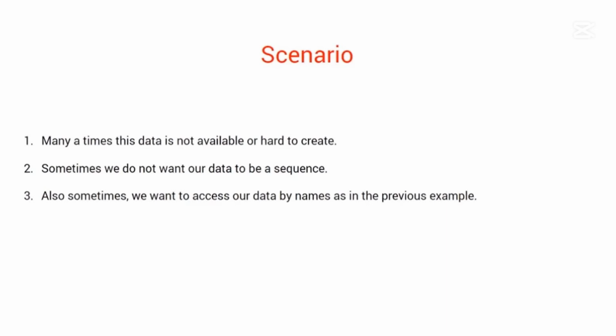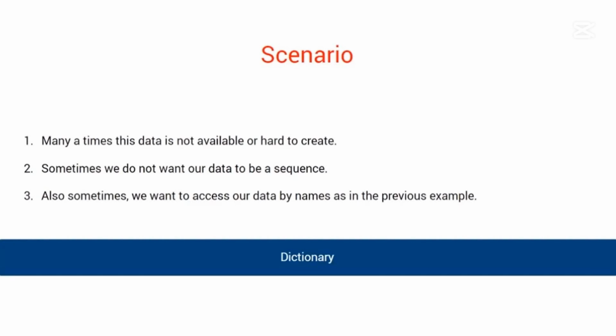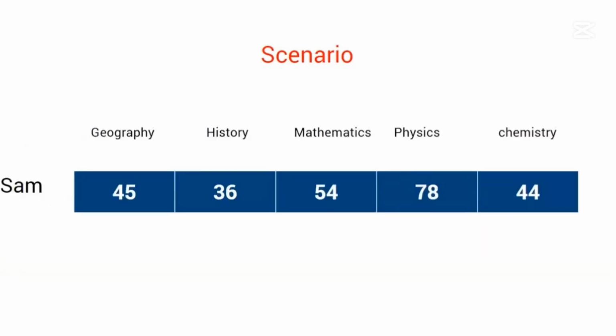All of these problems can be solved using another Python data structure called dictionary. So this is how dictionary is going to solve our problem. Instead of indexes, marks are stored using names, or keys as we call them in dictionaries. So geography, history, mathematics, physics and chemistry are the keys, and 45, 36, 54, 78 and 44 are the values corresponding to these keys.